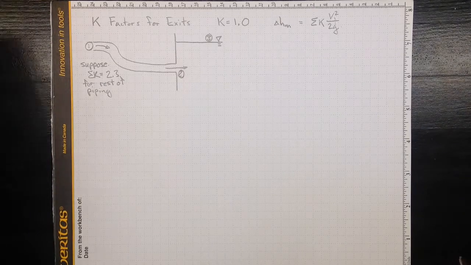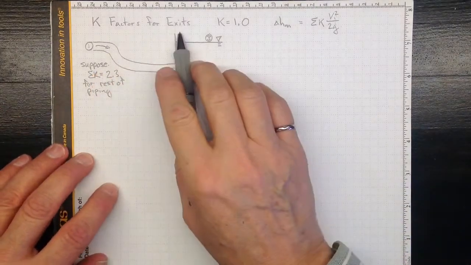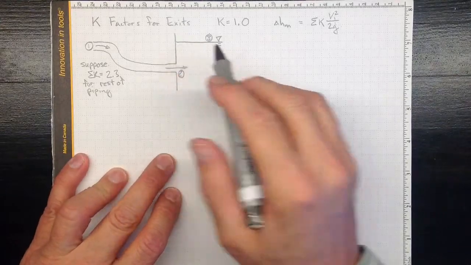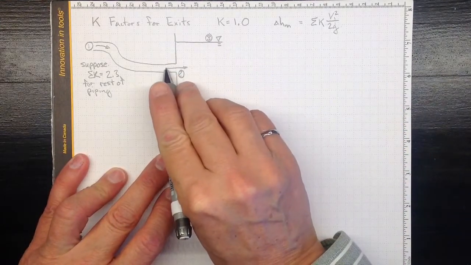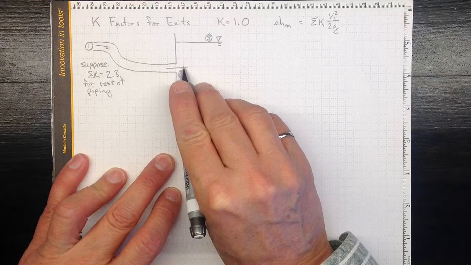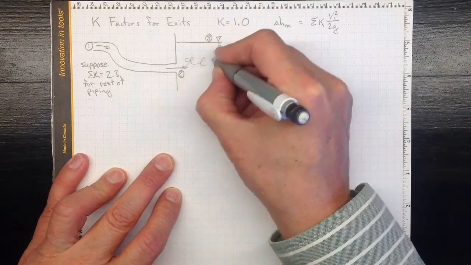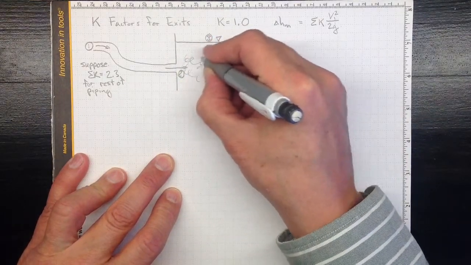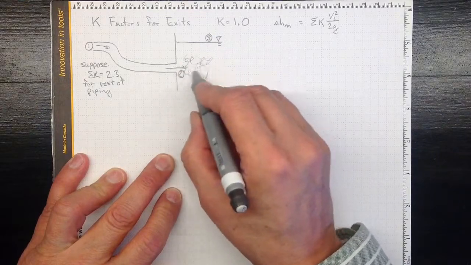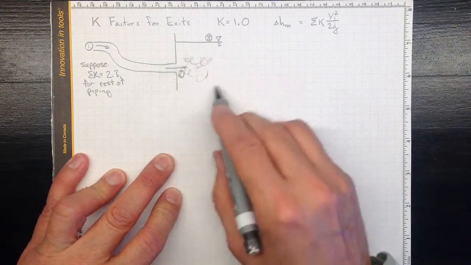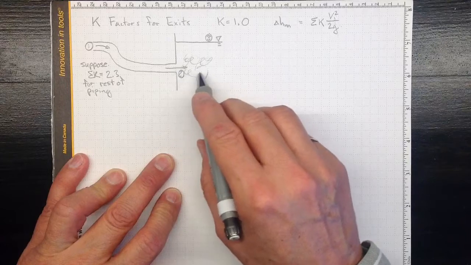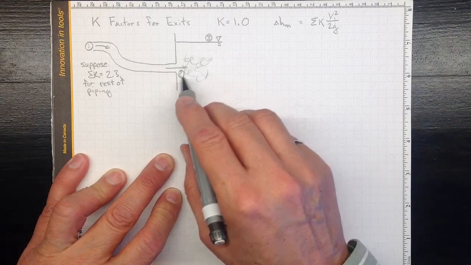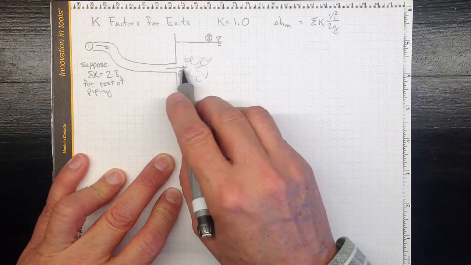Students often have a hard time figuring out what to do about k-factors for exits. It's fairly straightforward that all of the kinetic energy that we have here at location 2 will be dissipated in a bunch of turbulence as the fluid exits from the pipe into the reservoir here, or any large slow-moving body of liquid or gas. So that energy will be lost.